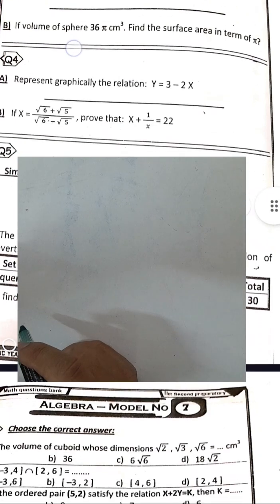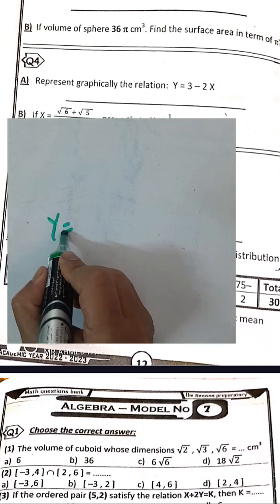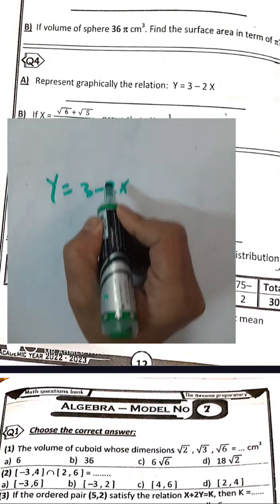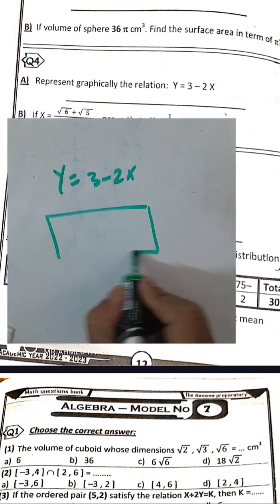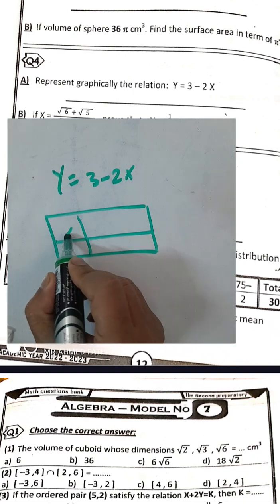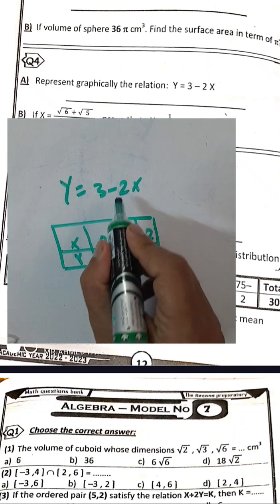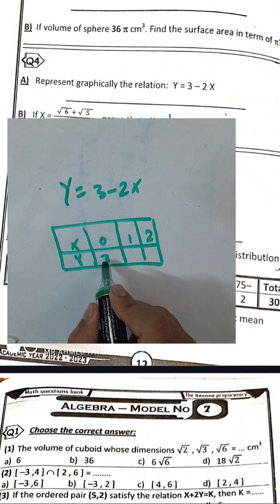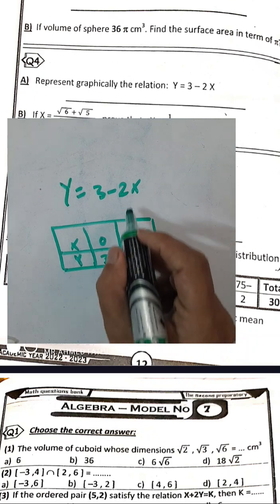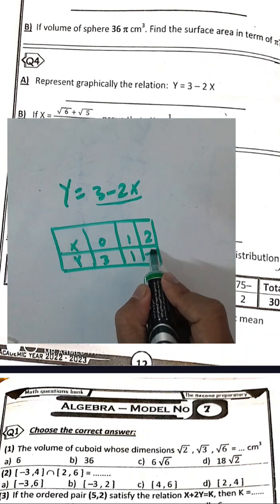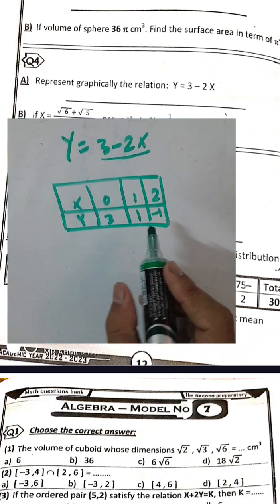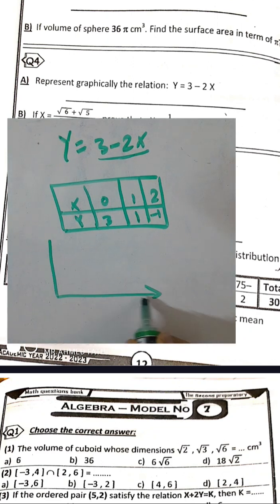Next question, represent graphically the relation y equals 3 minus 2x. You can draw the table here, the relation between x and y. Put x equals 0, 1 and 2. 3 minus 0 will be 3. 3 minus 2 will be 1. 2 times 2 is 4, 3 minus 4 will be negative 1. And draw with the x-axis and y-axis here. 1, 2, 3.